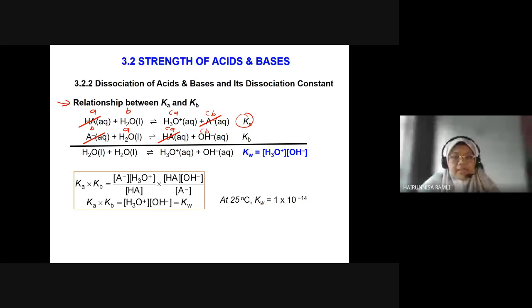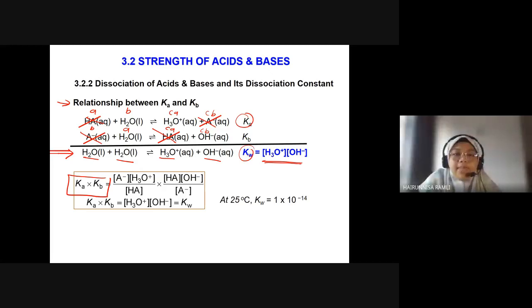If you combine, remember manipulating the equation. You learned in chapter 2, manipulating, you total up the equations, you can cancel HA with HA. You cancel here, you can also cancel the A minus and A minus. What remains now is water and water, and then the products are H3O plus and also OH minus. Now can you see this is the equation for pure water, right? Water plus water gives H3O plus plus OH minus, which is Kw, where the Kw is H3O plus multiplied with OH minus. So to get this Kw, basically you can also get it from Ka times Kb.